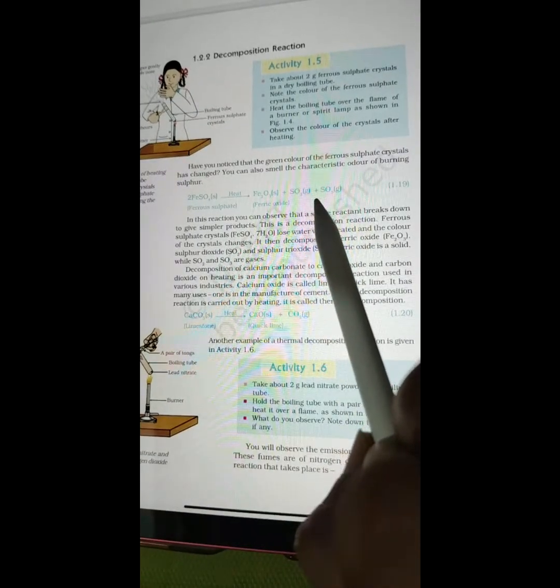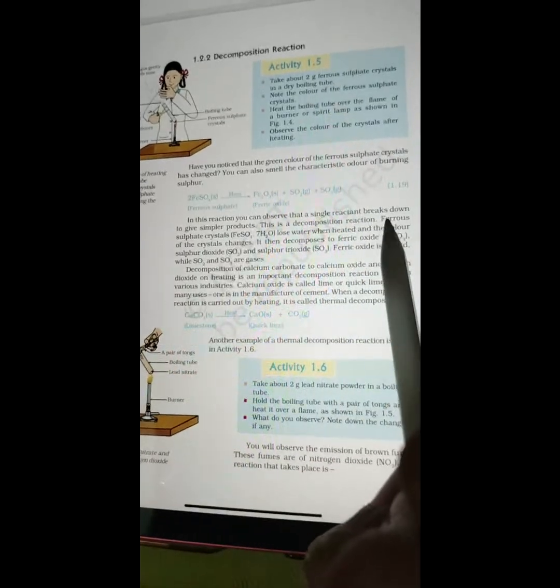So 2FeSO4 in solid form, when heated, will be converted to Fe2O3 solid, which is ferric oxide, and it will also produce SO2 gas, sulfur dioxide gas, and sulfur trioxide gas. In this reaction, you can observe that a single reactant breaks down to give simpler products. This is a decomposition reaction.